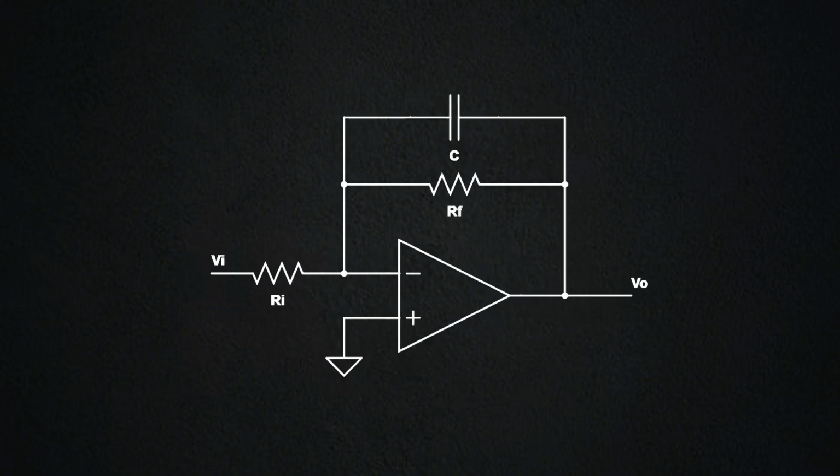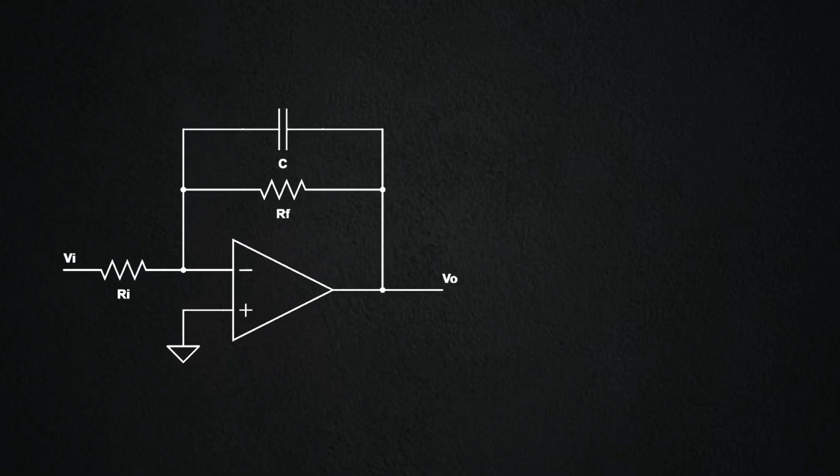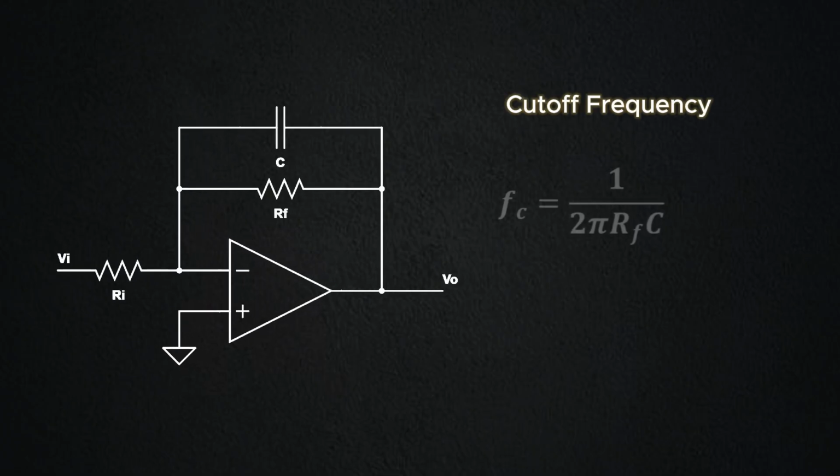Let's look at a practical example. An active low-pass filter using an operational amplifier as shown in the diagram. Based on the transfer function, we can see that the cutoff frequency depends on the resistor RF and the capacitor. By adjusting these components, we control the filter's passband.